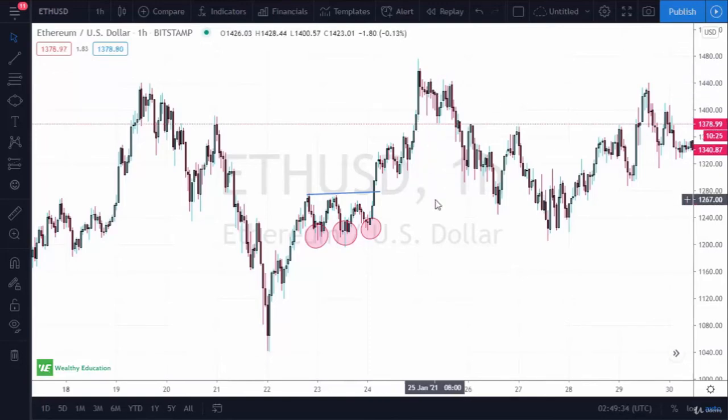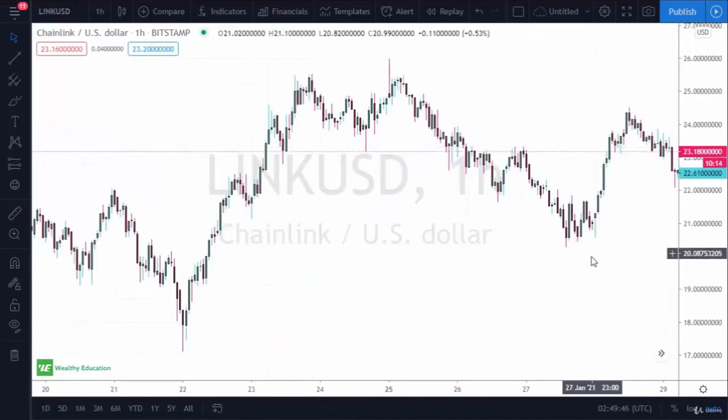But at the end of the day, you don't want to call everything you can a double top or a double bottom, or in this case, a triple bottom, which I think this one's pretty valid. It is slightly tilted up, but not much.